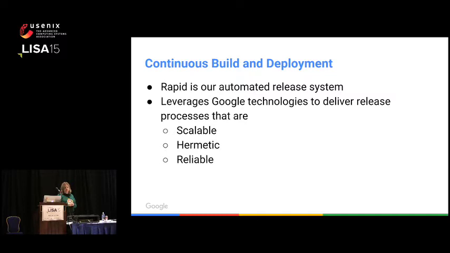So we've written an automated release system called Rapid. I'm going to talk about Rapid in more detail. And this leverages the Google technologies we already had in place. And that allows us to do builds that are scalable, hermetic, and reliable. And also, I should add, automatic.